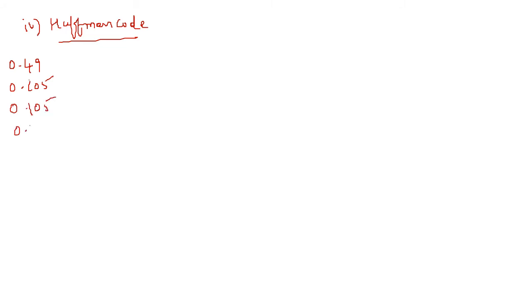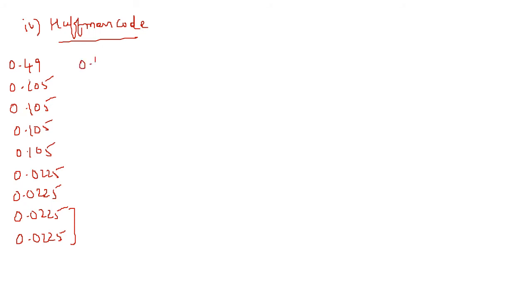The fourth question is finding the Huffman code. So we'll apply the Huffman code and find its efficiency. The first step is arranging the given probabilities in decreasing order. So it's already in decreasing order. We'll write the values 0.49, 0.105, 0.105, 0.105, 0.0225, 0.0225, 0.0225, 0.0225 and 0.0225. We'll add the last two probabilities. We are going to get 0.045. So next we'll arrange it in decreasing order.